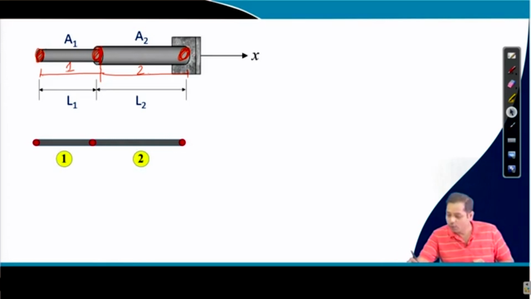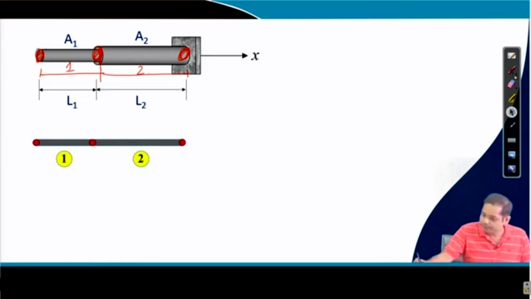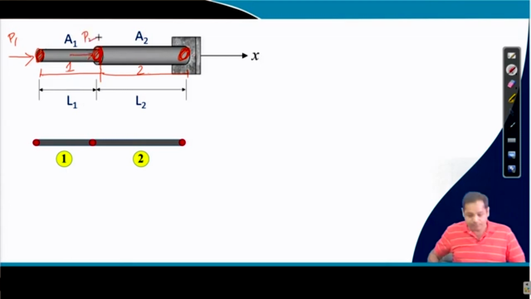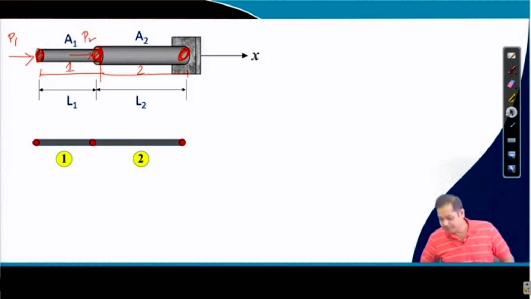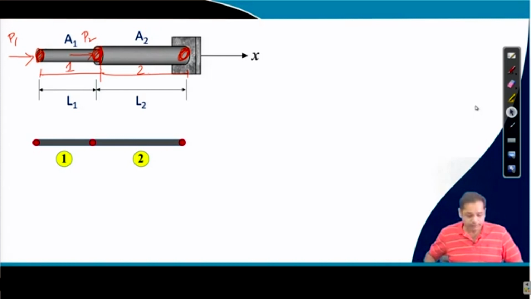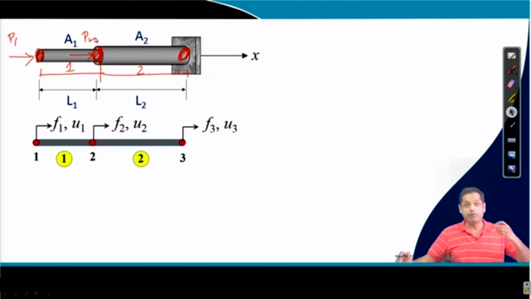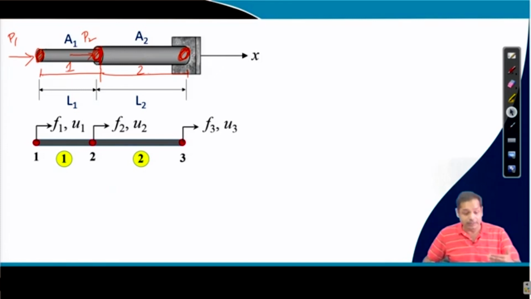if there is a load like this, suppose P1, and if there is another load like P2, then what will happen? We can say that F1 is equal to the external load P1, and F2 is the external load P2. So F1, F2, F3 are essentially the loads, the external loads, at that joint.